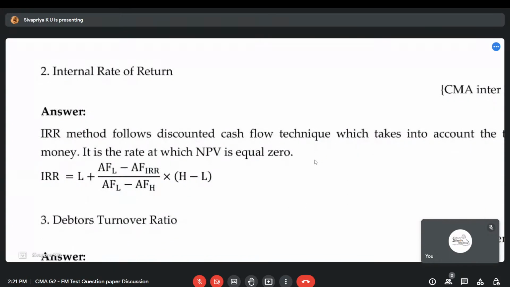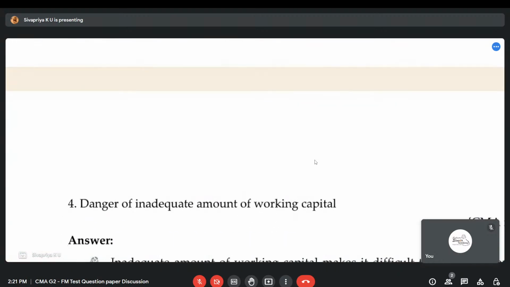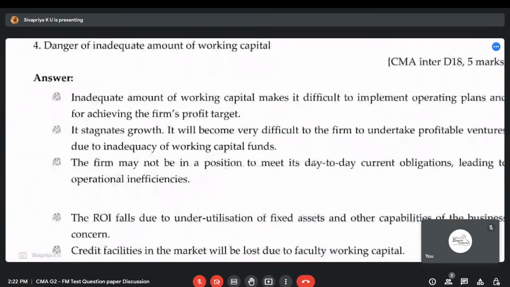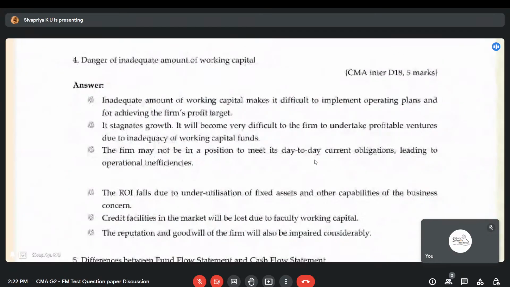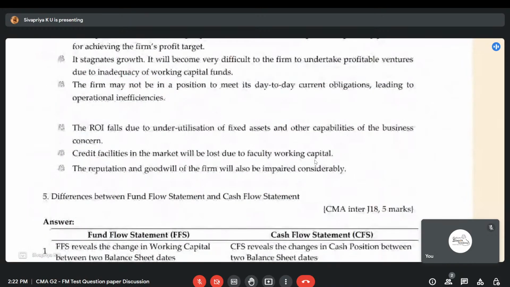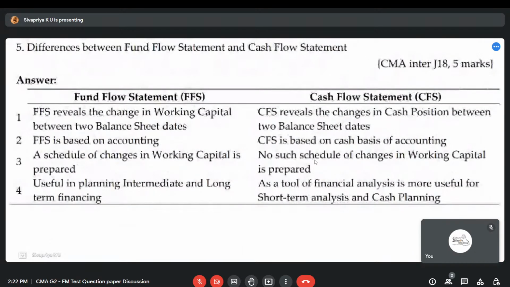Then அதோட formula. Then you have debtors turnover ratio, explain debtors turnover ratio and then write the formula for the same. Then dangers of inadequate amount of working capital. So any 4 points, 4 or 5 points since it is a 5 mark question. What is the difference between fund flow and cash flow statement? Any 5 points.